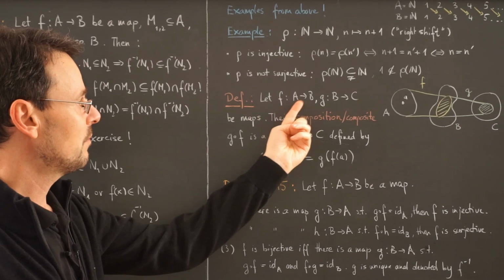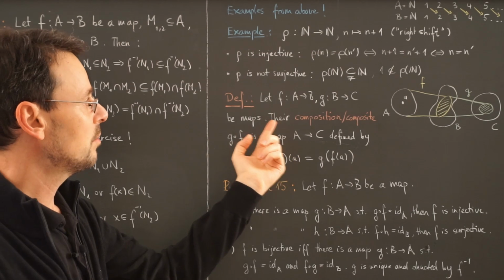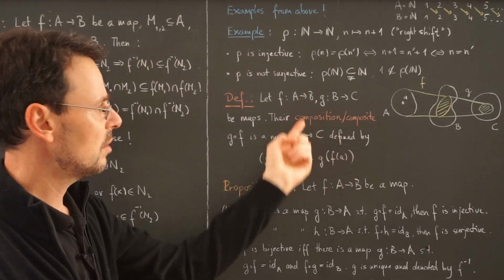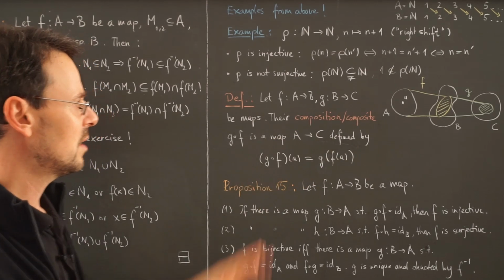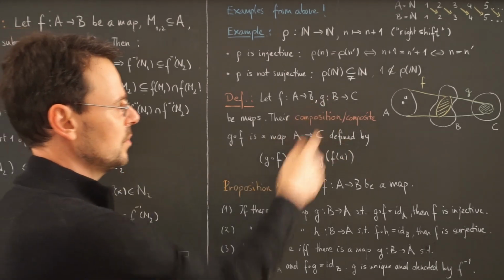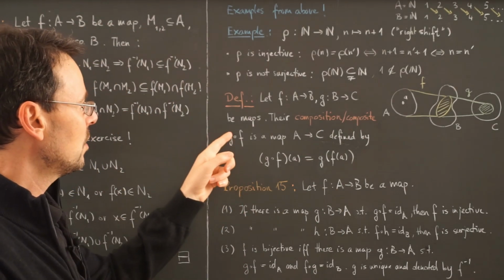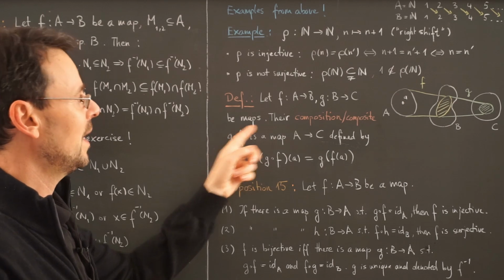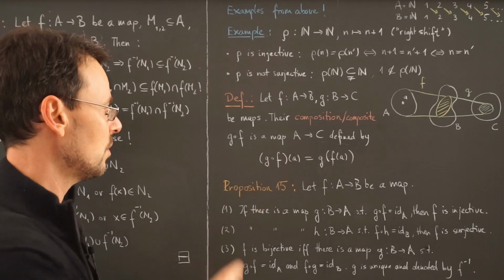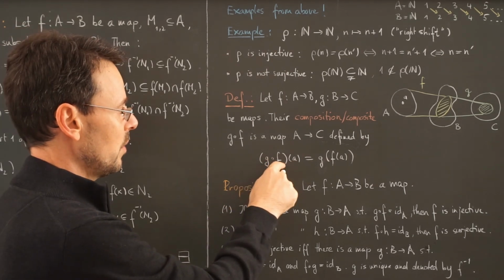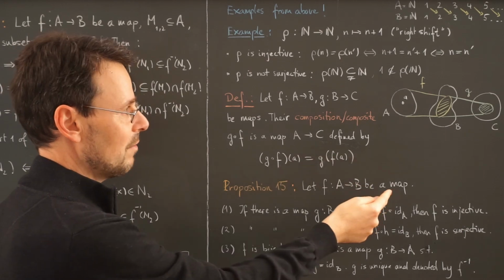If F is a map from A to B and G a map from B to C, then I can build their composite or composition. At least in German we say that. Maybe it's not correct in English, but forgive me if I also use composition instead of composite. G composed with F, and this is a map from A to C, defined as follows. G composed with F applied to an element A is simply G applied to F of A.